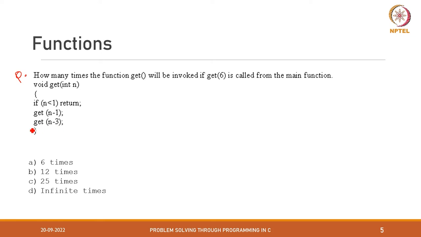So we have called it once from the main function, which is get of 6 that we have called. That is from the main function. So that is the first time we have called get. And afterwards, internally, it will be recursively calling this get with different values.